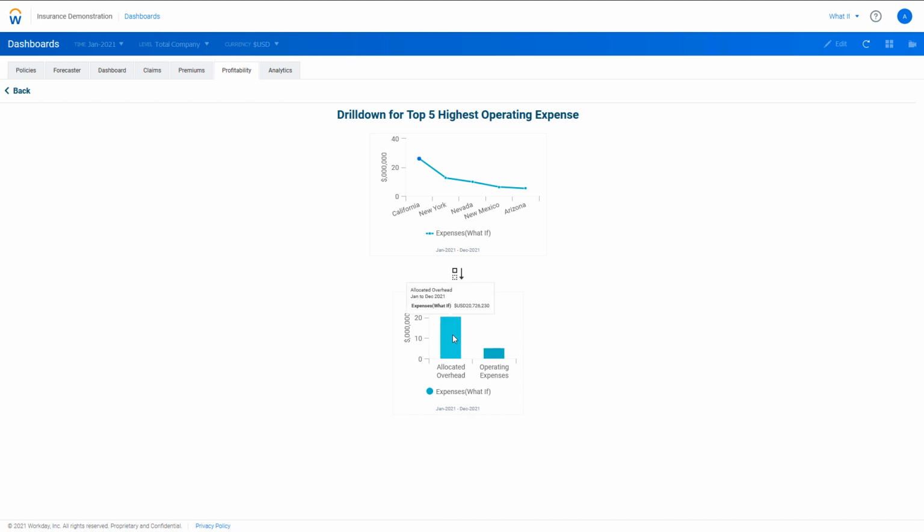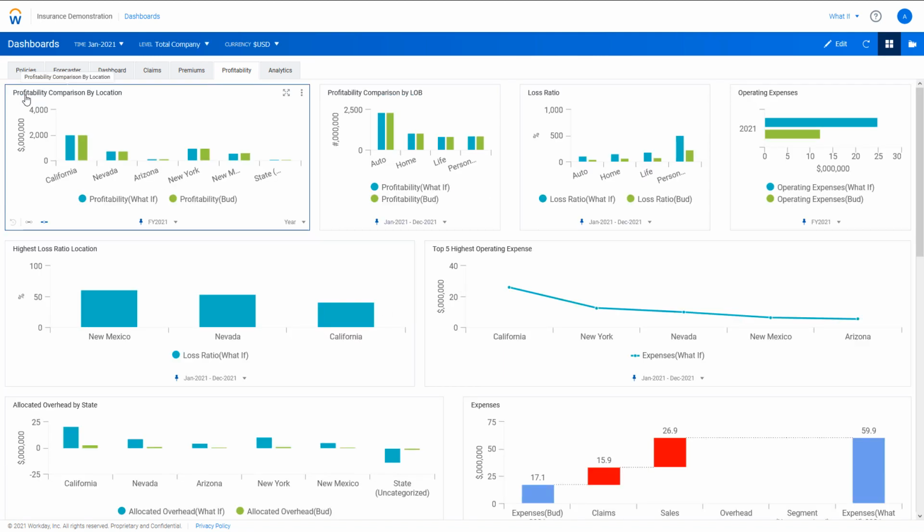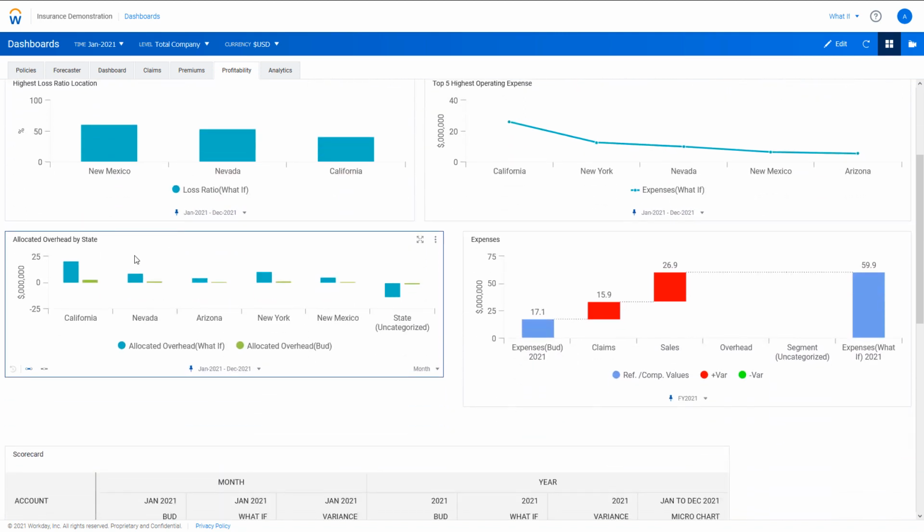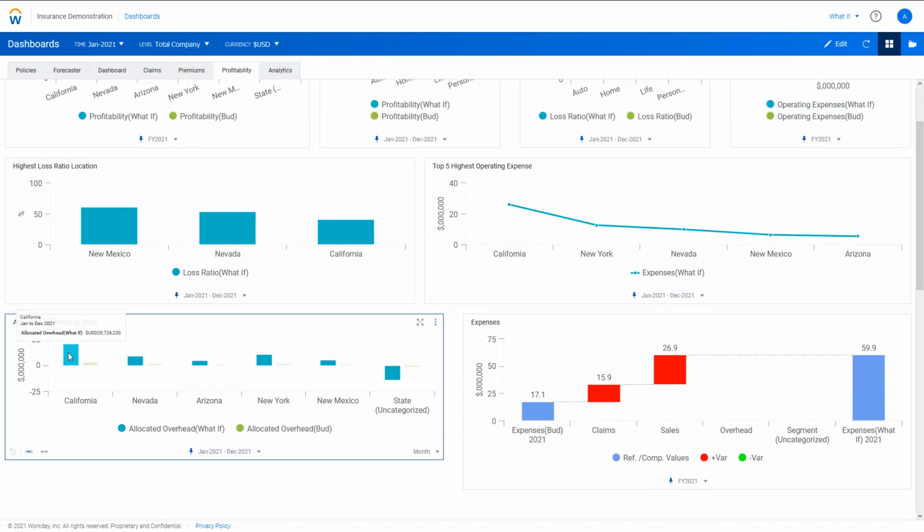Obviously, the overhead allocations are going to be the biggest piece of this because that was the large numbers that we just threw in there, but I can go ahead and drill on that as well. But it's at your fingertips. Here it is by state. As we look at it by state, California is now taking $20 million versus what it was in the budget of 2.8. So again, you can see these changes.